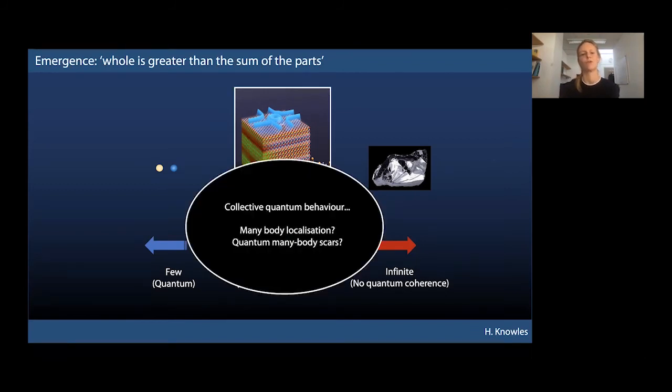So there are a lot of open questions in this middle range. This is collective quantum behavior where we do see quantum coherence effects without the averaging. And here the keywords are many body localization, where we're thinking of a quantum state.